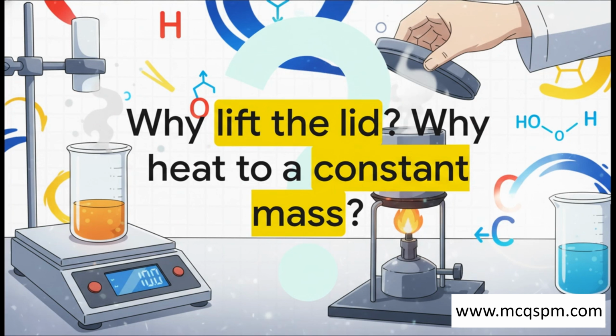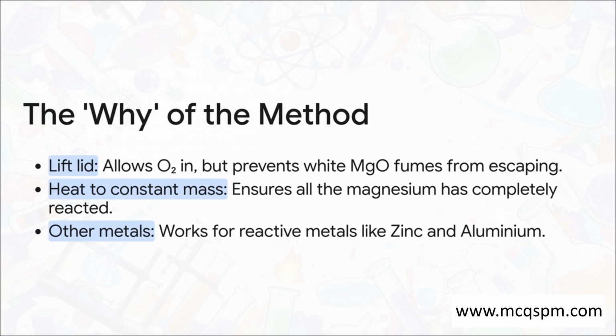So think about it. These aren't just random instructions a teacher made up. Examiners love to ask about these steps because they test if you really understand the experiment. And here's the secret. It's all about accuracy. You lift the lid for a second to let oxygen in so the magnesium can react, but you close it fast so you don't lose any of your product, that white magnesium oxide smoke. And you heat until the mass stops changing to be absolutely certain that every last bit of magnesium has reacted. It's all about getting perfect data.